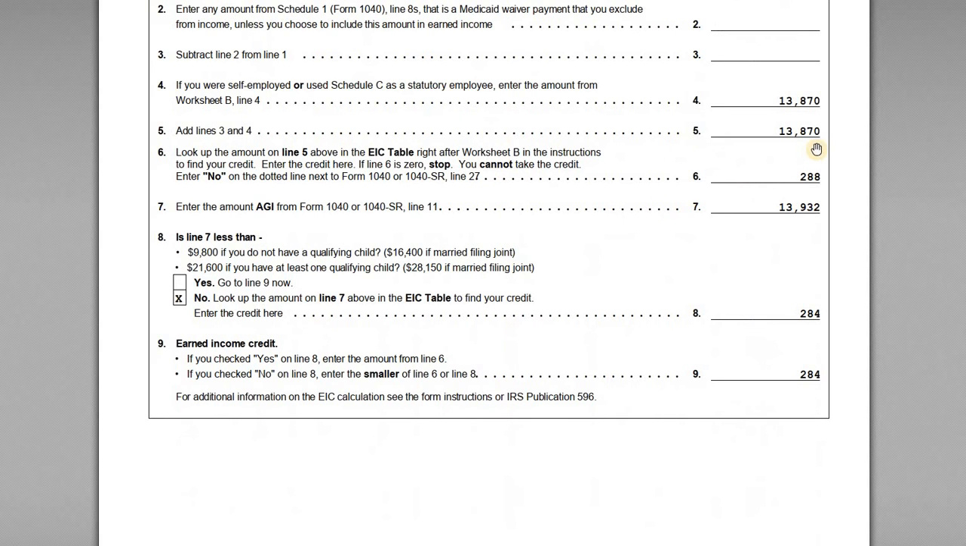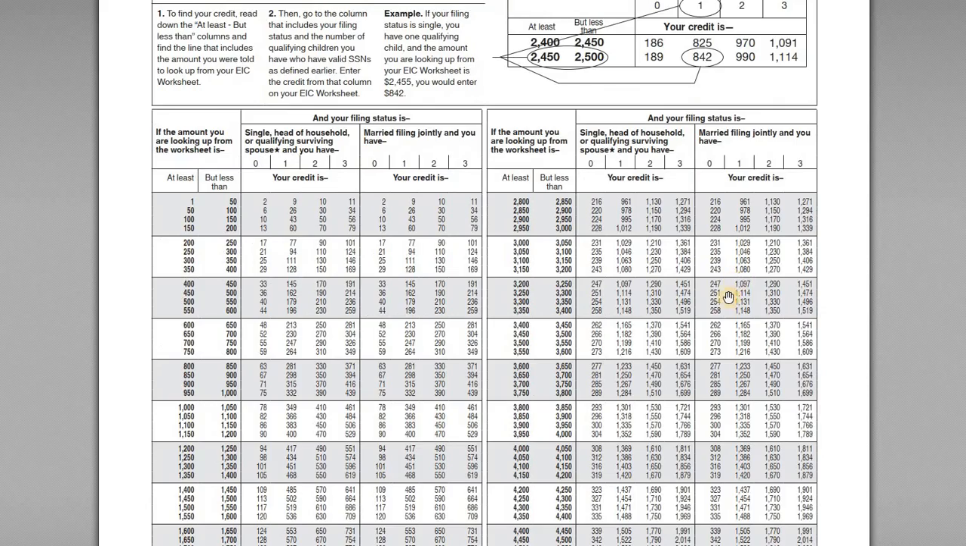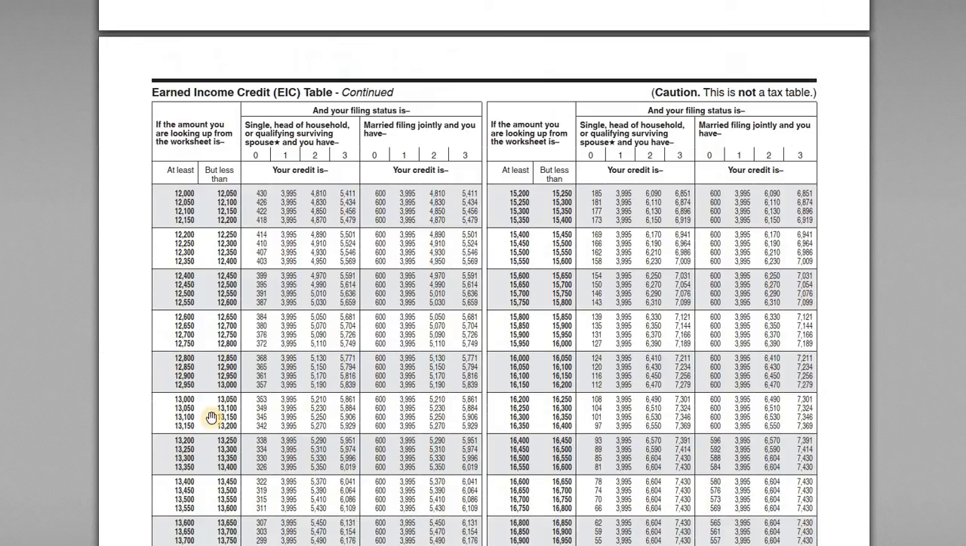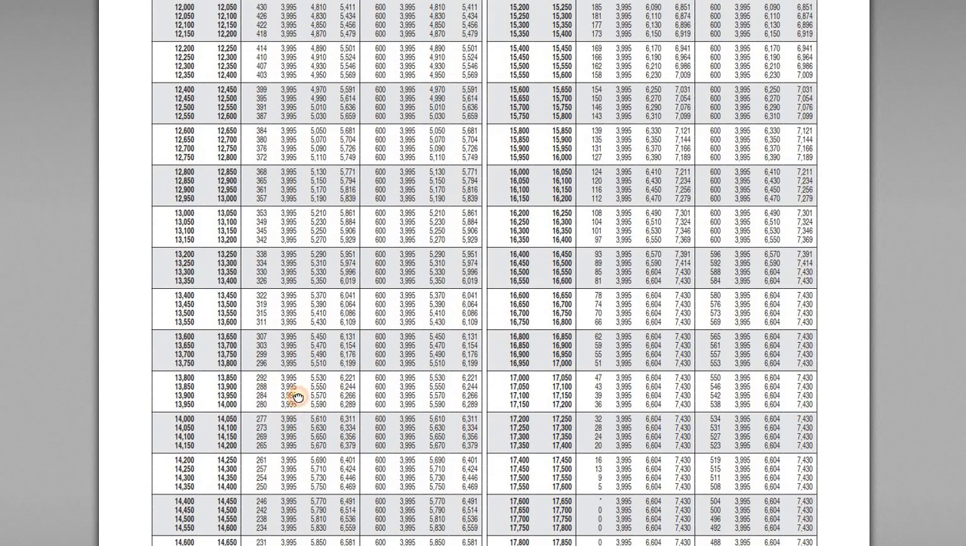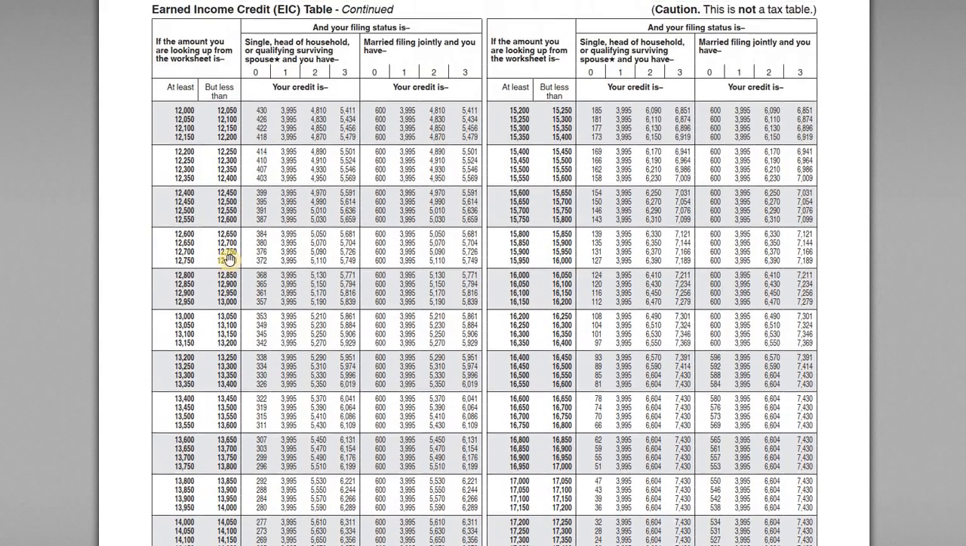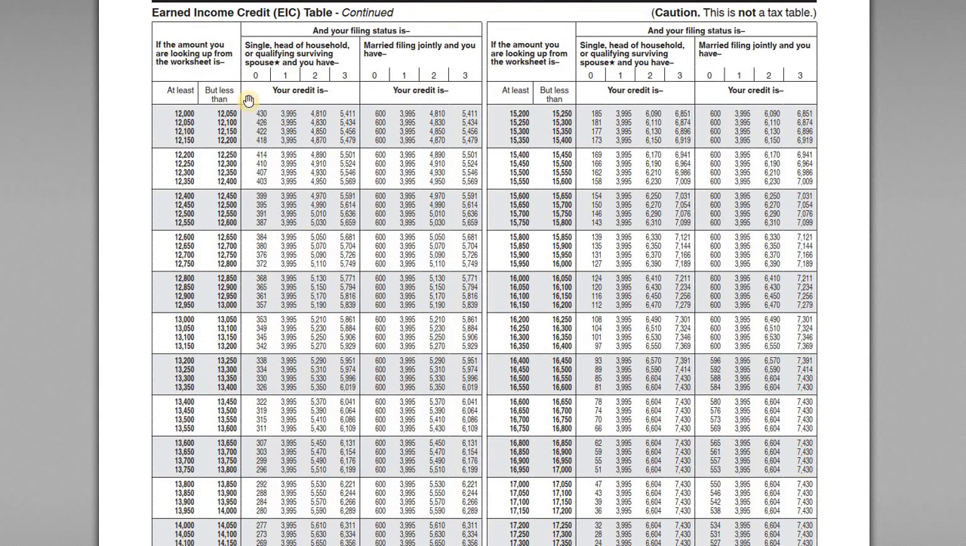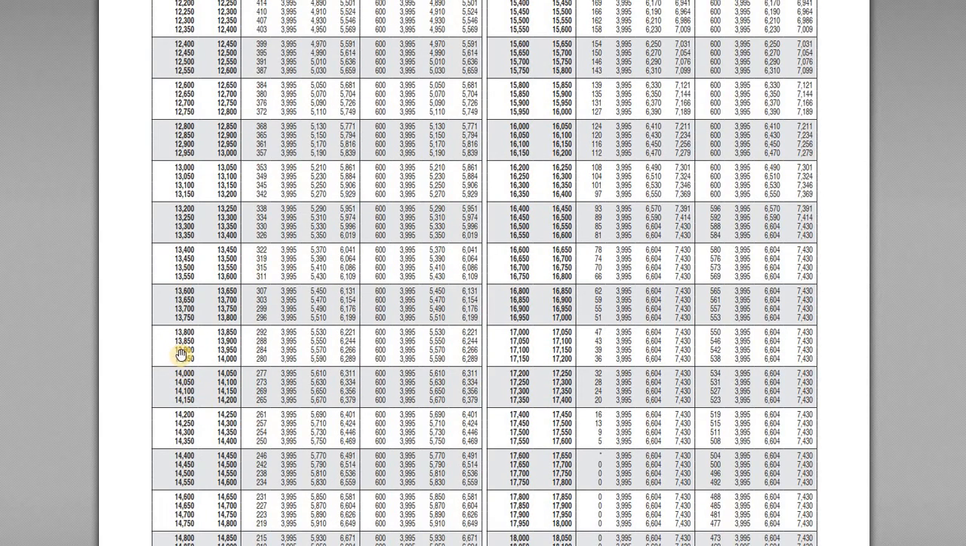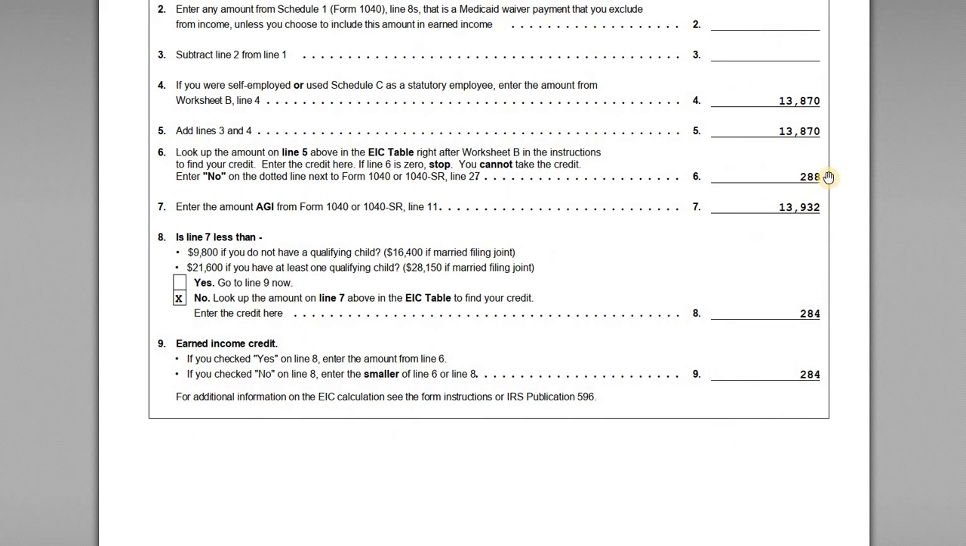So the amount of income that we need to find here is $13,870, and we are a single filing taxpayer. So if I scroll on down here, we're looking for $13,870, and we can find it within this range here, $13,850 to $13,900. And we are a single filer, and we have a 0 here for number of qualifying children. So it's the very first column. So if we move from left to right, we are in the 0 column, and that amount for us is $288. So we enter the $288 figure on line 6, and then we move on to line 7.